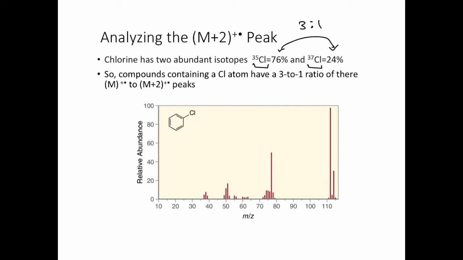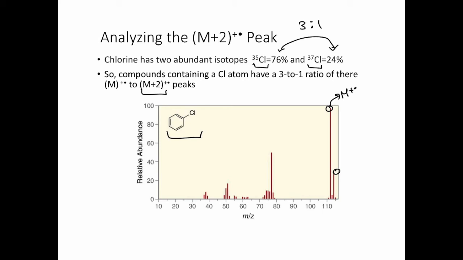So if you have a compound that contains a chlorine atom, such as chlorobenzene shown here, you're going to have the molecular ion peak shown here, but you're also going to have an M+2 peak shown here. And then each of those peaks has a small peak to the right of it. So this is your molecular ion.